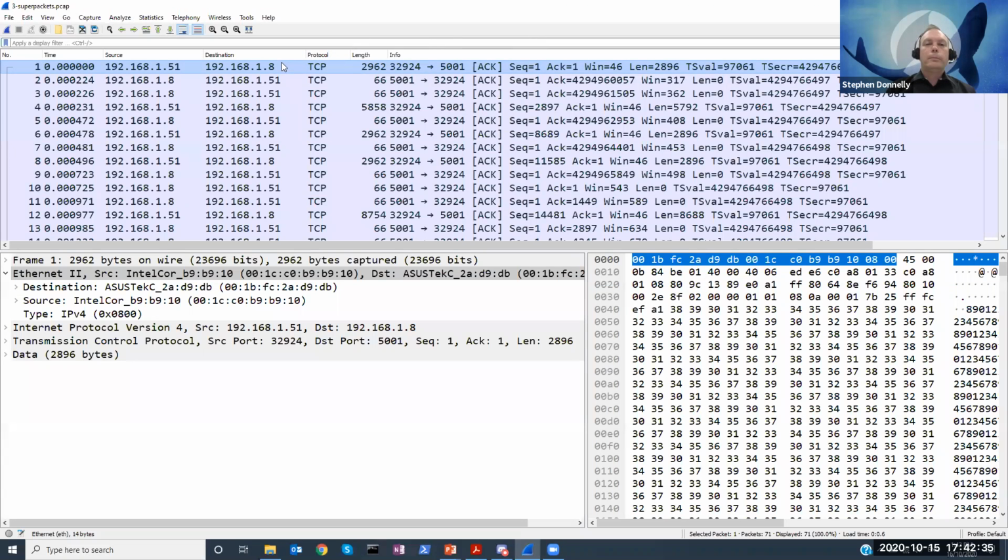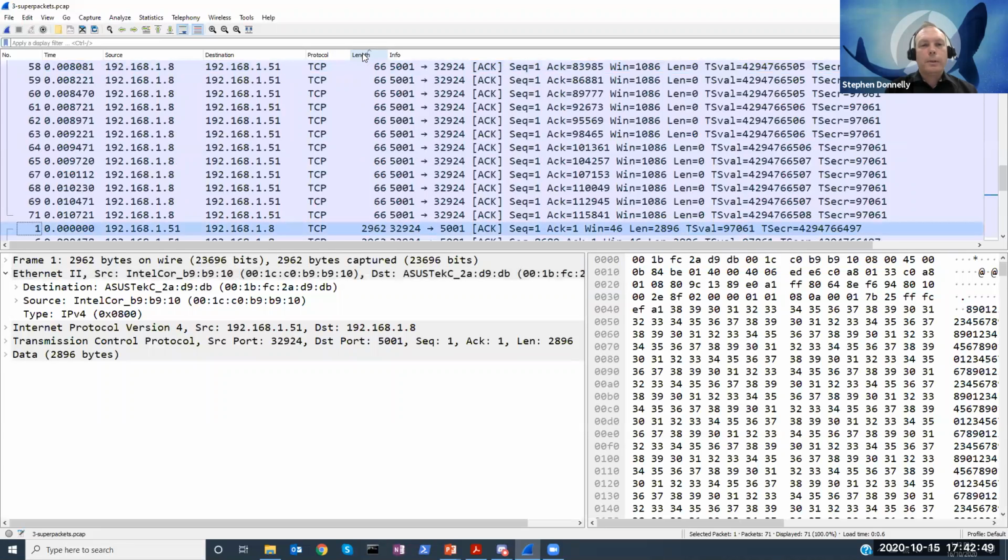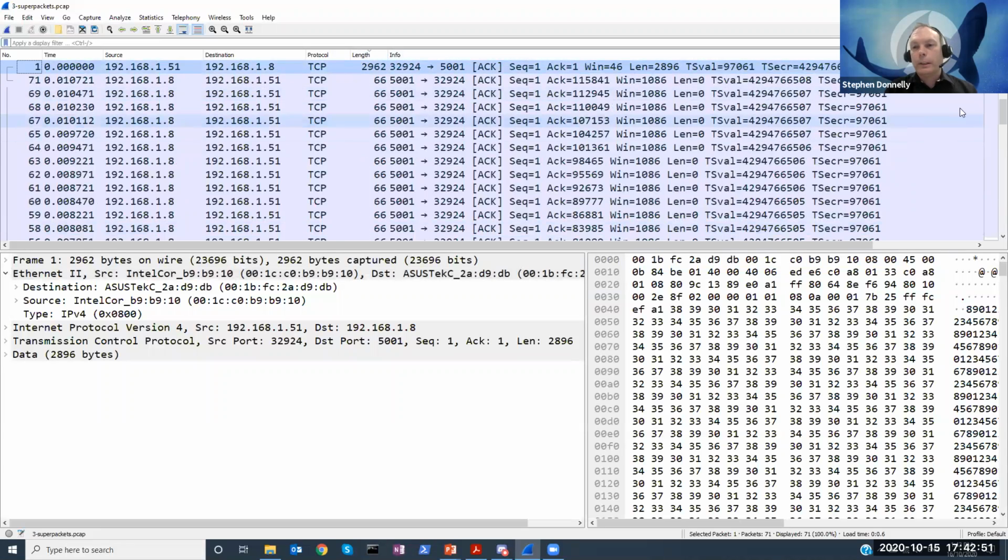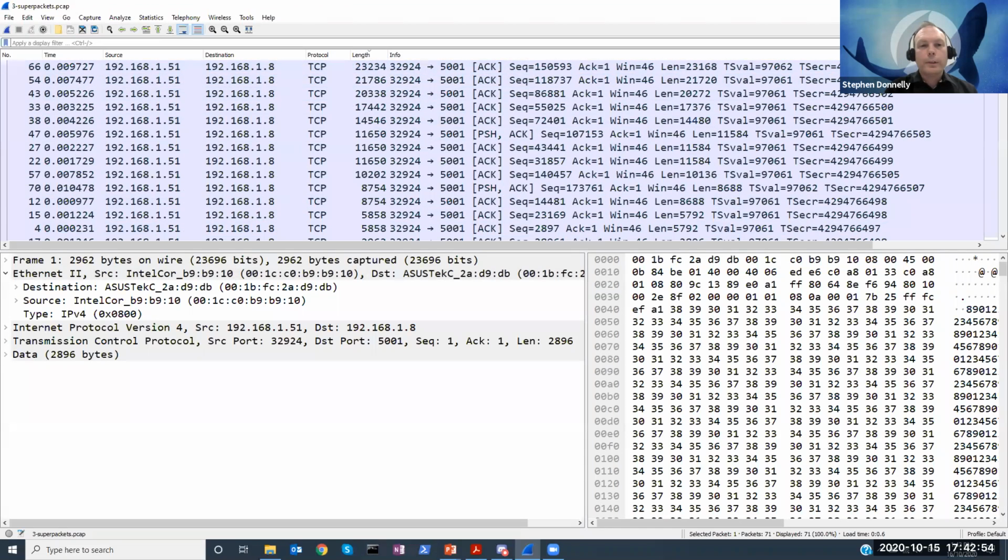The first packet, the length is showing is 2,962 bytes. So again, that's over 1,500 and it's over 2,000. So is it a jumbo packet maybe? Is that what's happening here? Let's sort by length, this time descending, to see what the biggest frames in this trace file are. Scroll up to the top.